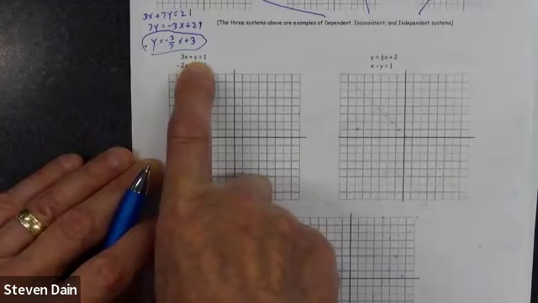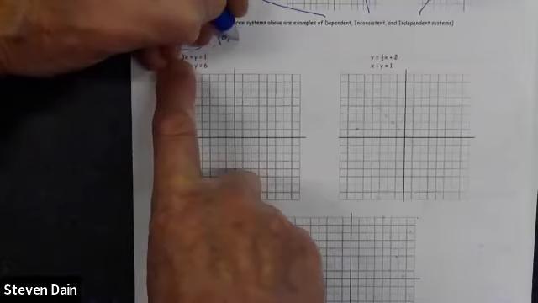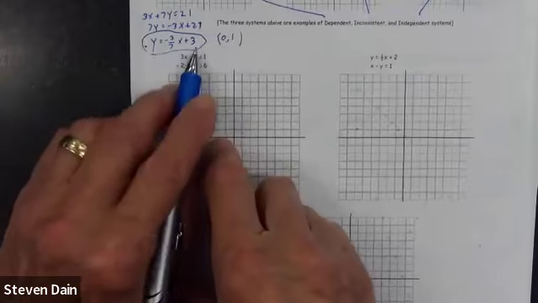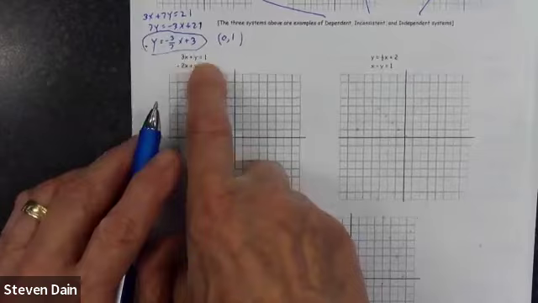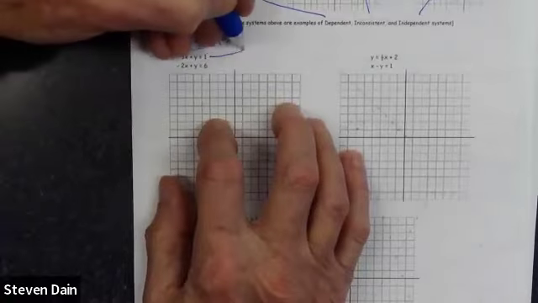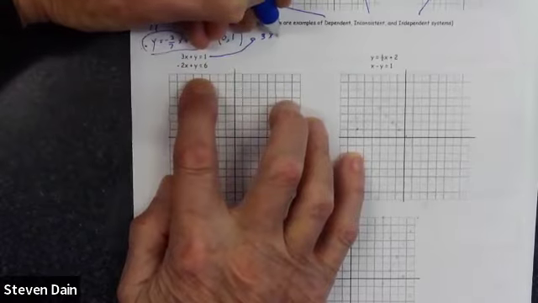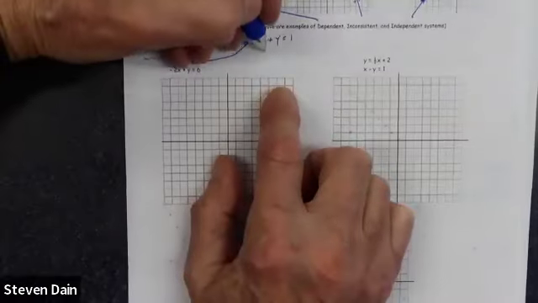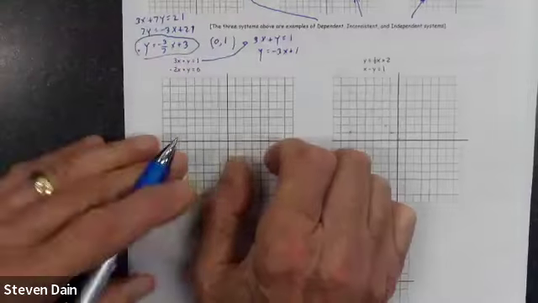I got 3x plus y equals 1. If I plug in 0 for x, I get y equals 1. If I plug in 0 for y, I get x equals 1/3. So I'm not going to try to work with an x-intercept that's a fraction. I'm going to do a little bit of work. I'm going to solve this for y. It's not going to take very long. Okay, one step, take away 3x from both sides. It's going to say y equals minus 3x plus 1.